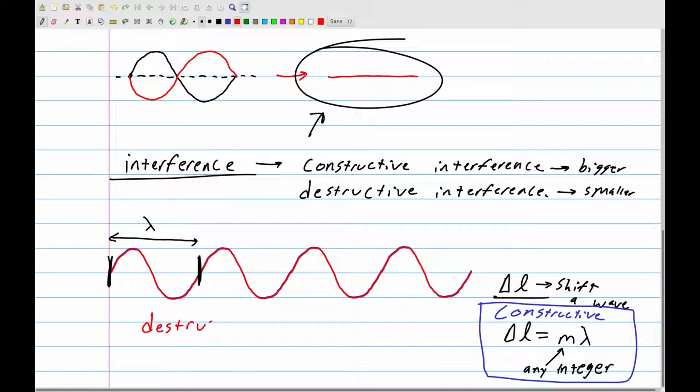Destructive interference is going to happen when delta L, remember that's how much we shifted that second wave, is going to be equal to, well, it's every half, right? So it's got to be m plus 1/2 times lambda. So every time we have, oh, and remember, again, m can be any integer. So it's going to be 1 plus 1/2, 2 plus 1/2, 3 plus 1/2, and so forth.